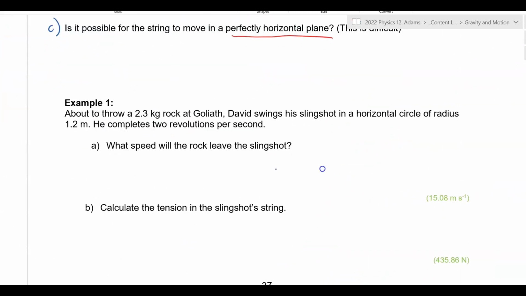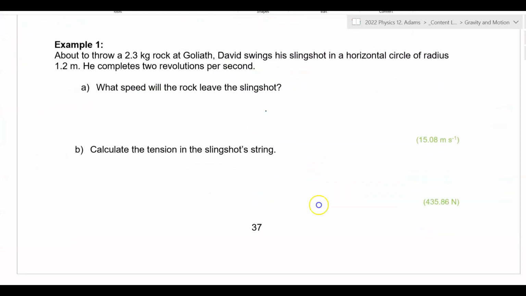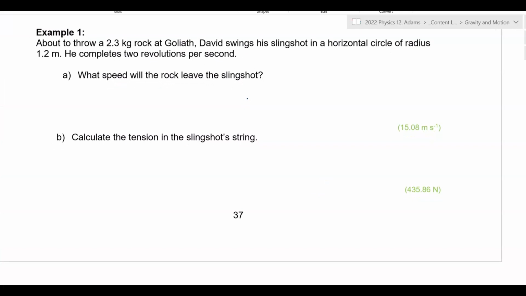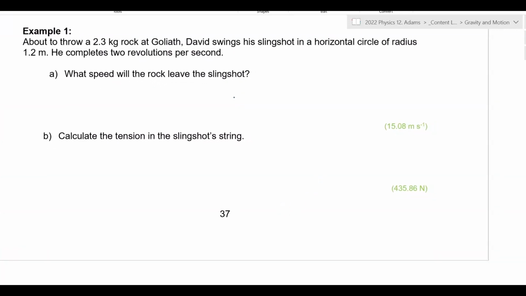Okay. All right, let's look at example 1. This should be fairly straightforward, okay? Take a pause, R, T, F, Q, and then we'll come back.